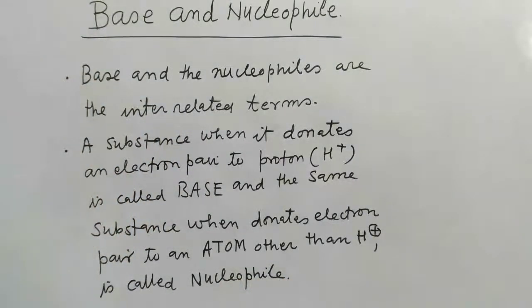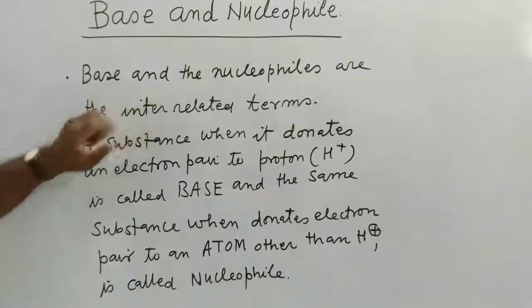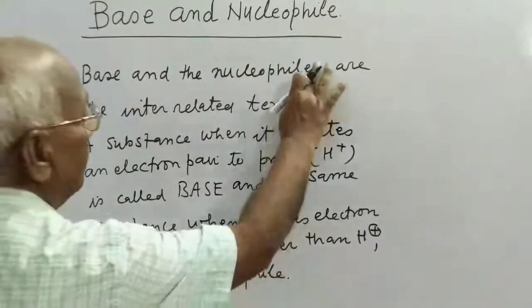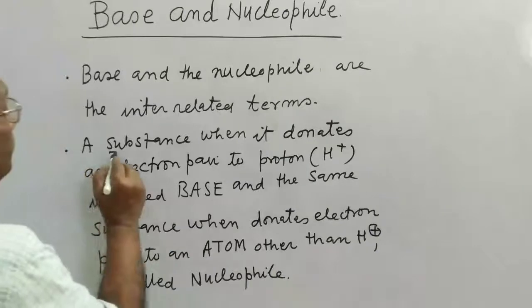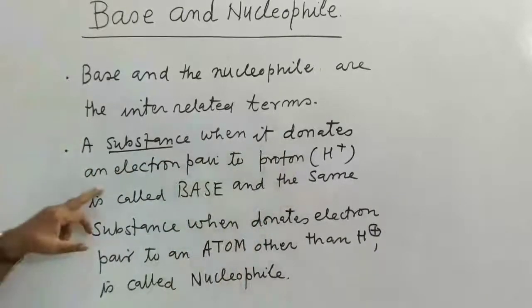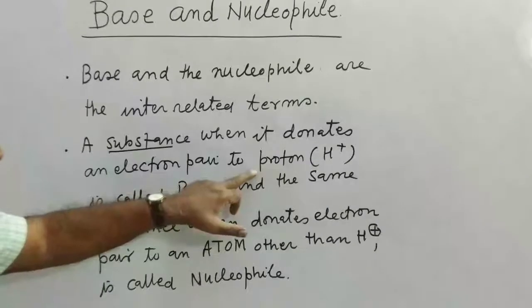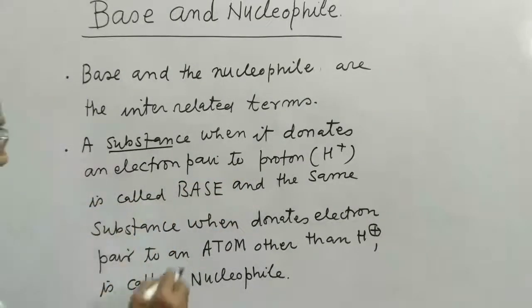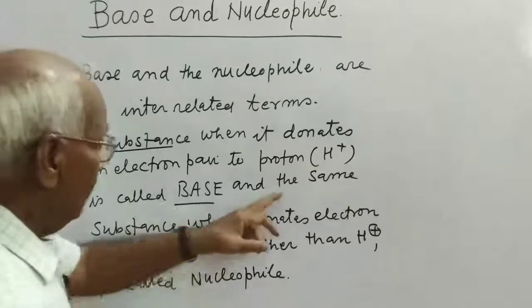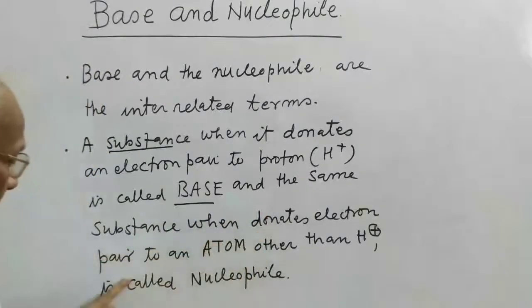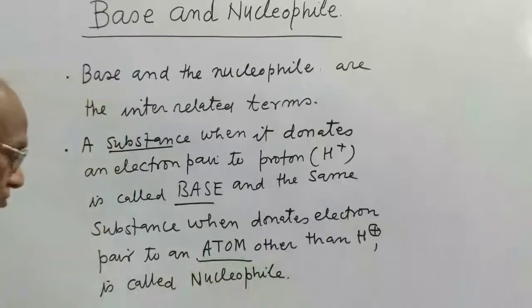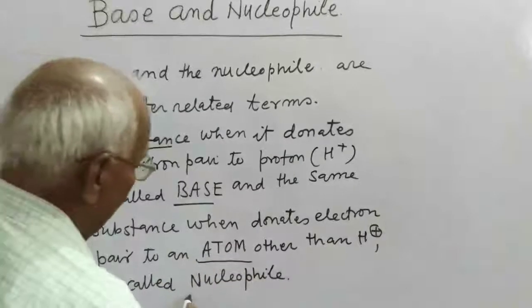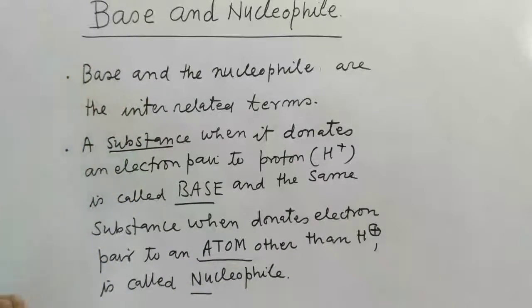Again repeating, base and the nucleophile are interrelated terms. A substance when it donates an electron pair to proton is called base, and the same substance when it donates electron pair to an atom other than proton is called nucleophile. So base and the nucleophile are interrelated.